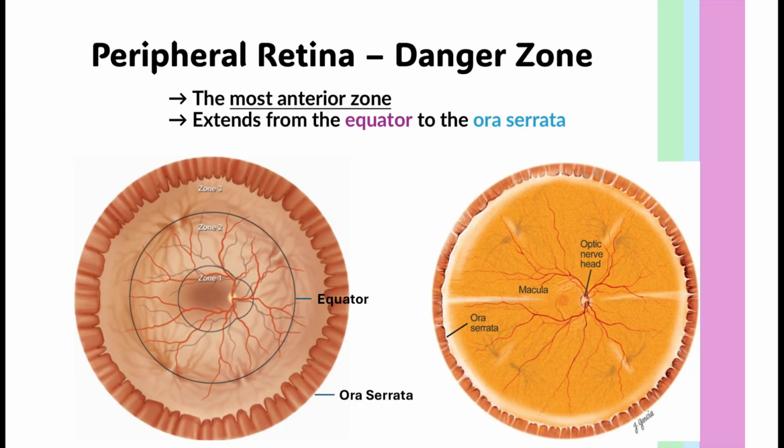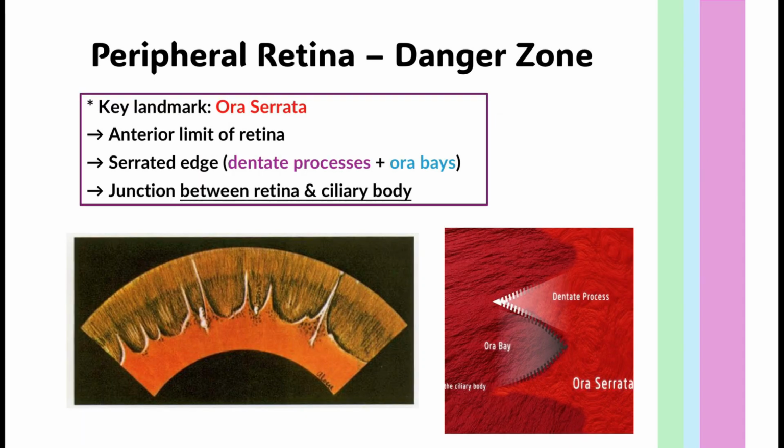Okay, now as we continue moving further anteriorly and beyond the equator, we finally enter the far peripheral retina. This is the most anterior part of the retina and it extends from the equator all the way to the ora serrata, where it transitions into the ciliary body, specifically the pars plana. Now, the most important landmark here is the ora serrata. It's the anterior boundary of the neurosensory retina that has a serrated or sawtooth appearance. And that's actually where the name comes from, because ora means edge and serrata means serrated.